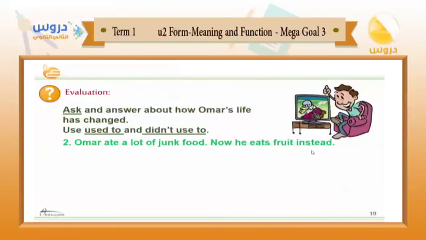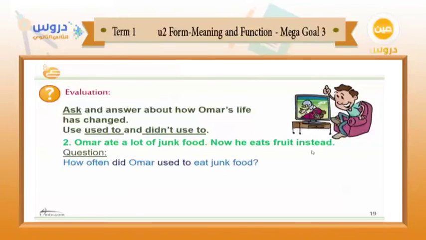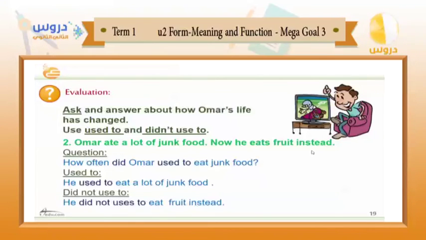The other sentence, Umar ate a lot of junk food. Now he eats fruits instead. To make a question, how often did Umar used to eat junk food? In the affirmative form, we say he used to eat a lot of junk food, and the negative form, he didn't used to eat fruit instead.